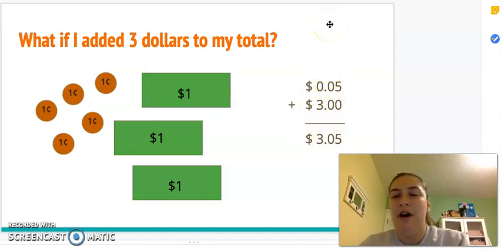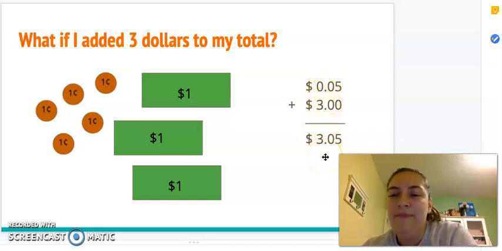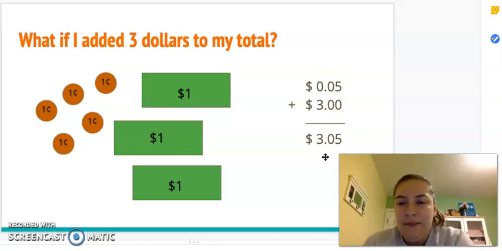We have not talked about decimal points. Most of us, some of us have kind of gotten into it, but most of us haven't looked at them yet. So when we are adding our decimal points, you have to line them up exactly in order, just like that, okay? So I did my 5 plus 0 is 5, 0 plus 0 is 0, brought down my decimal point, 0 plus 3 is 3, brought down my dollar sign. So all of this is $3.05.